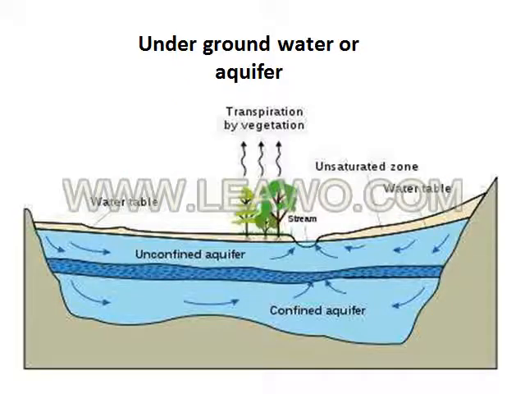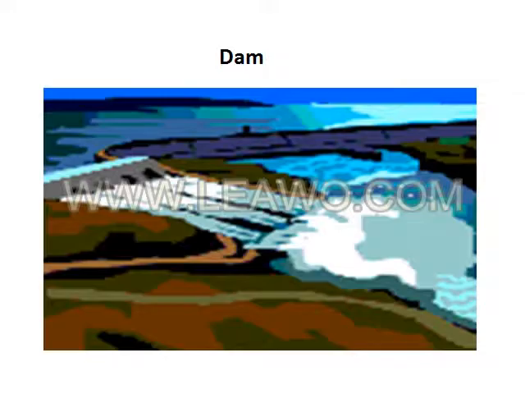Underground water or aquifer, as you can see in the figure: the topmost layer is called the water table and the lowermost layer is called the confined aquifer. Here is the picture of a dam where the rainwater is stored for future use.